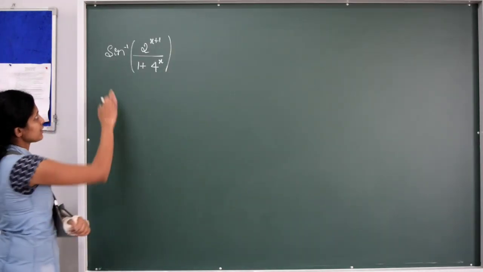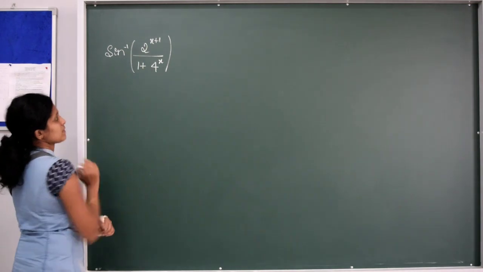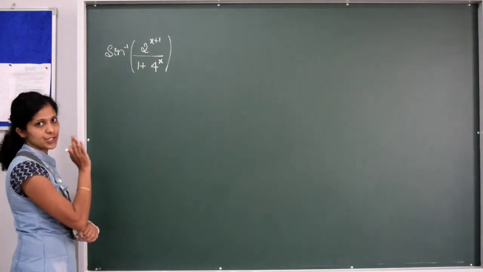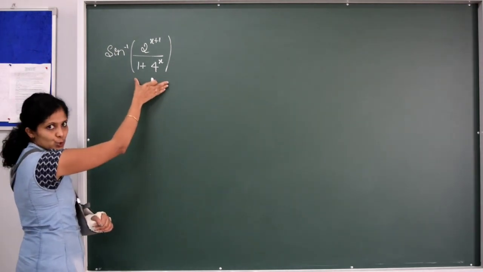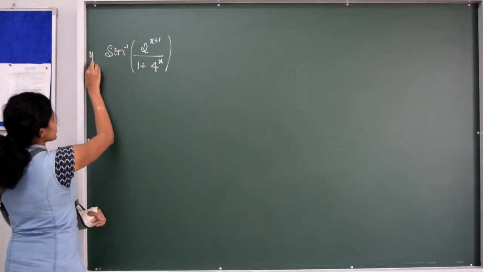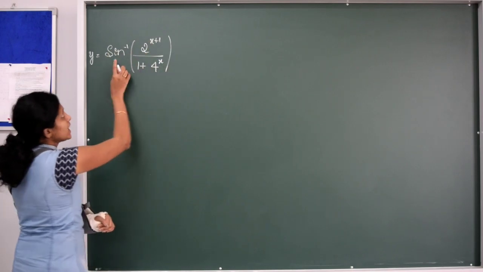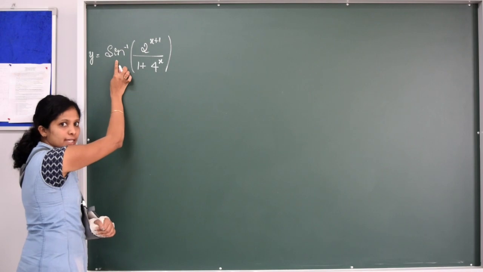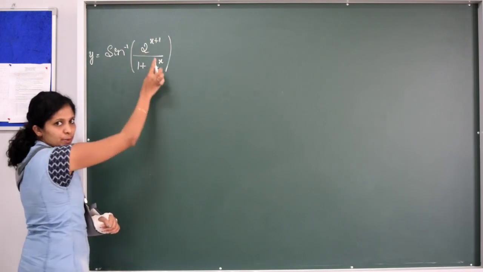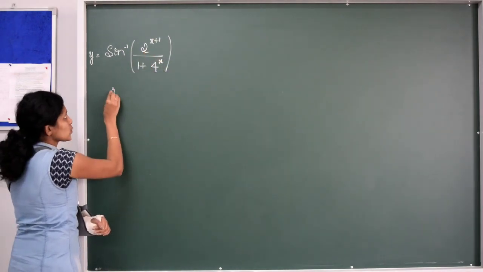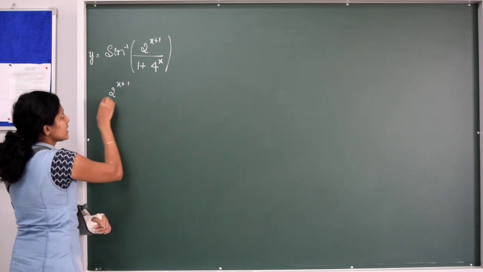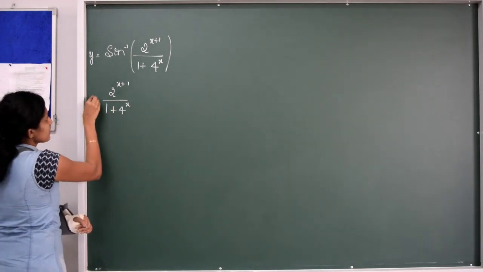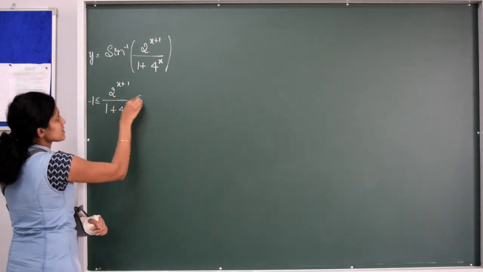So the next one, differentiate sin inverse of 2 to the power x plus 1 divided by 1 plus 4 to the power x. Directly we cannot differentiate this one. So you have to give the substitution for this. To give the substitution, first we will check the value of this one. Here you know that for the sin inverse function, the domain is defined between minus 1 to 1. So this value should be between minus 1 to 1, right? So that is, 2 to the power x plus 1 divided by 1 plus 4 to the power x should be between minus 1 to 1. That is, minus 1 less than or equal to this, less than or equal to 1.